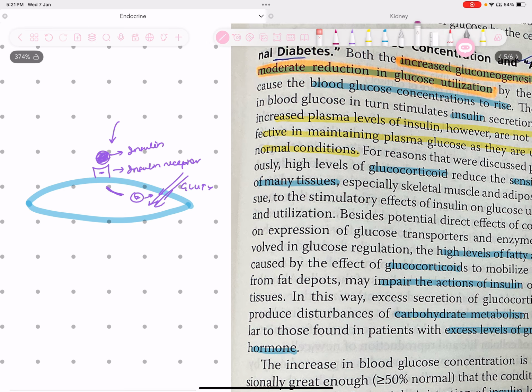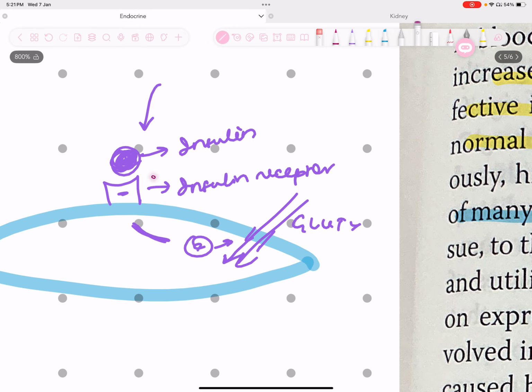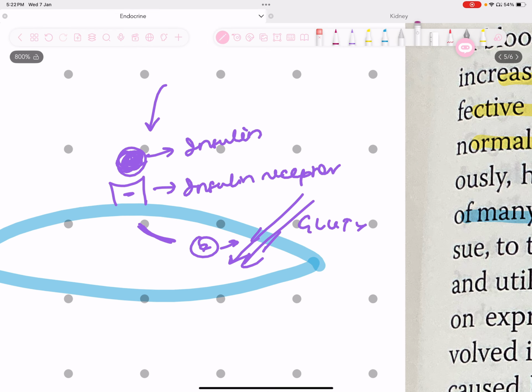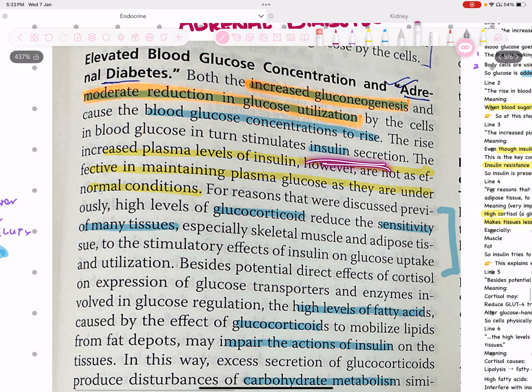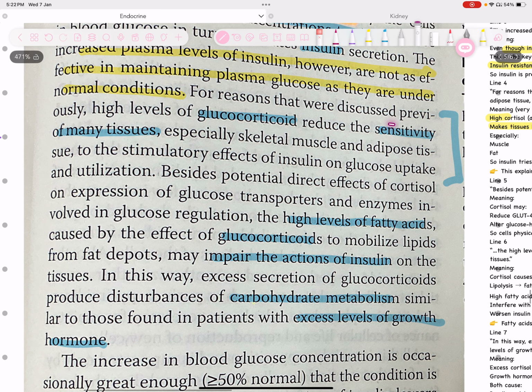But in the case of adrenal diabetes, the insulin receptor becomes very weak. Its sensitivity is extremely weakened. Because of that, it doesn't respond to insulin and GLUTs are not translocated to the membrane. So this is the reason for insulin resistance. Now, what happens for reasons that were discussed previously?